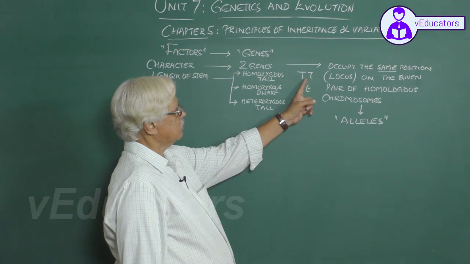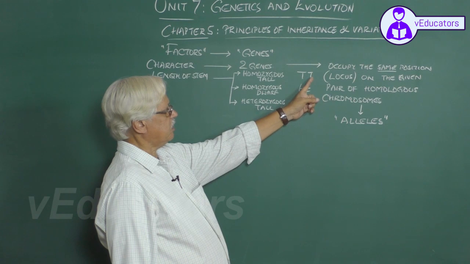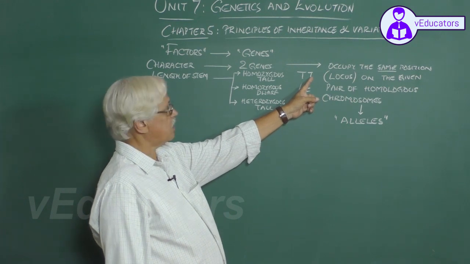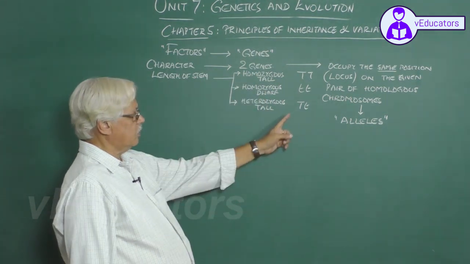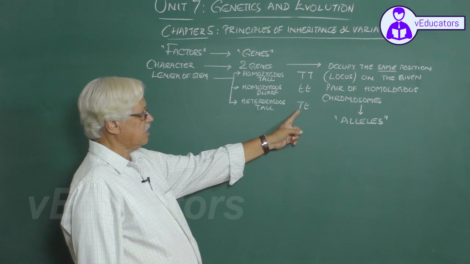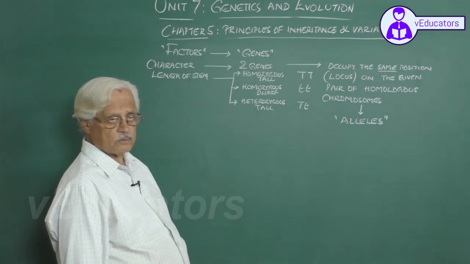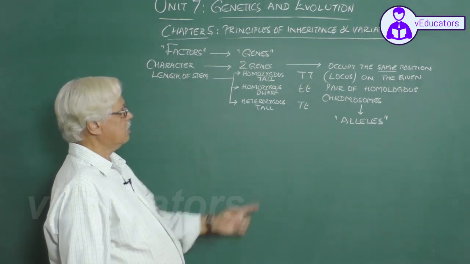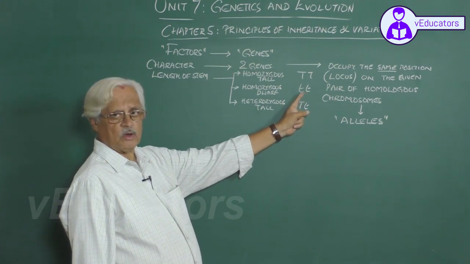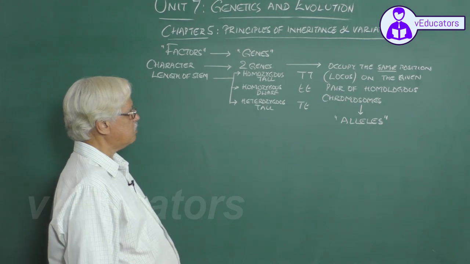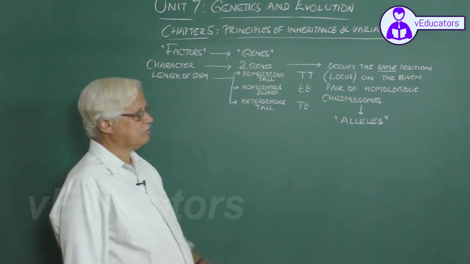So on two homologous chromosomes, if there is capital T on one, and in the same position on the other there is capital T, then the plant becomes homozygous tall. If on one chromosome capital T is present and in the same position in the other chromosome small t is present, it becomes heterozygous tall. On the other hand, if small t is present in the same position in both chromosomes, it becomes homozygous dwarf. So they are called alleles.